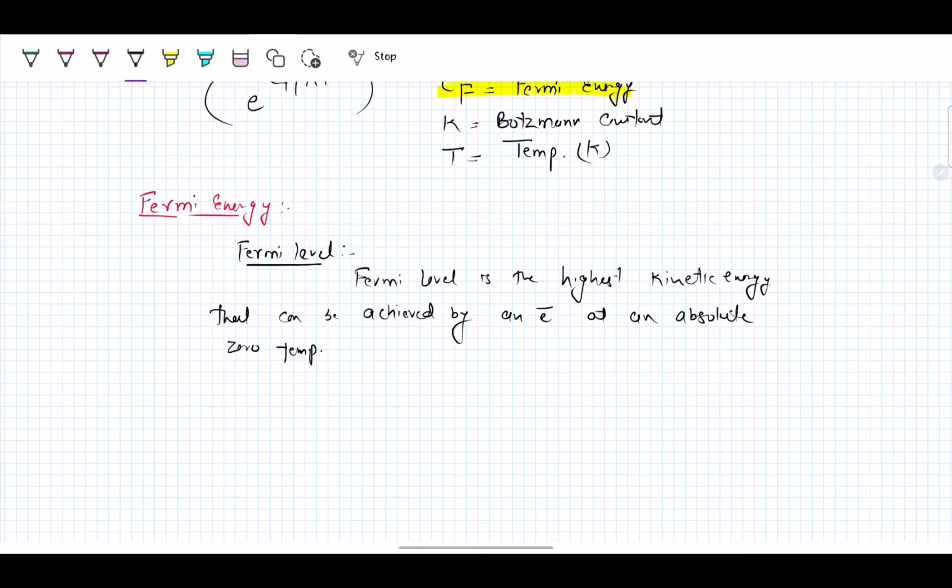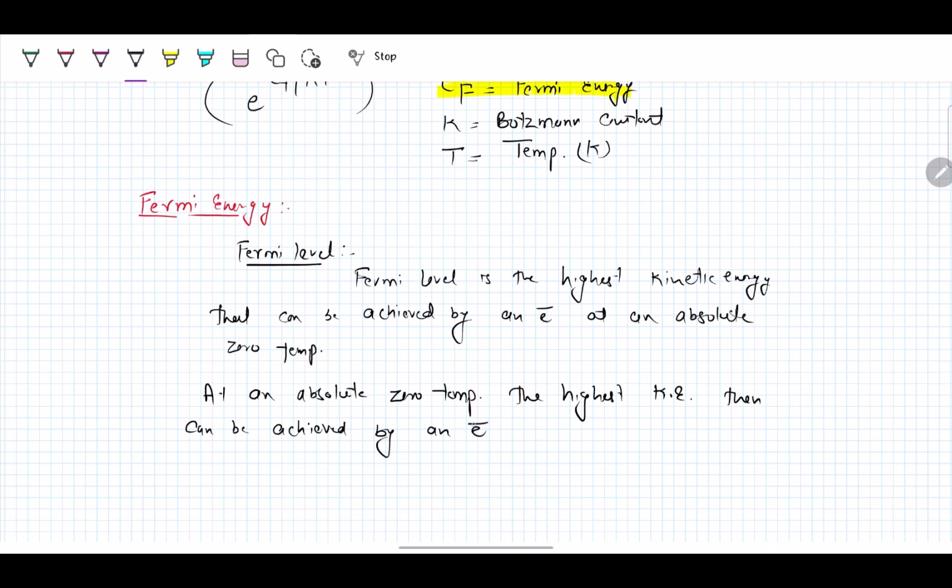In the case of Fermi energy, at absolute zero temperature, the highest kinetic energy that can be achieved by an electron is called the Fermi energy.